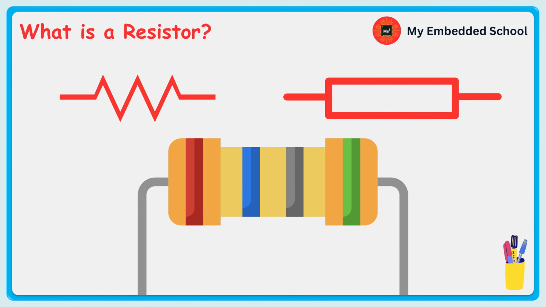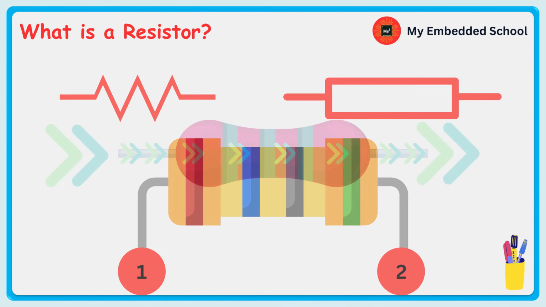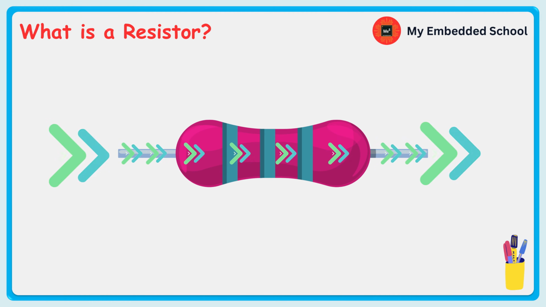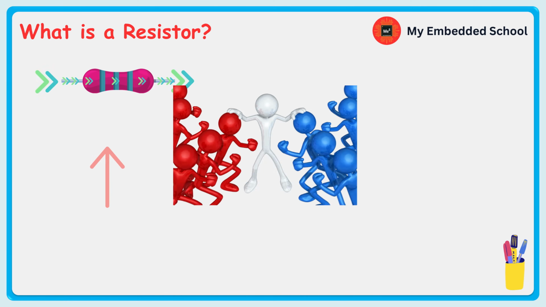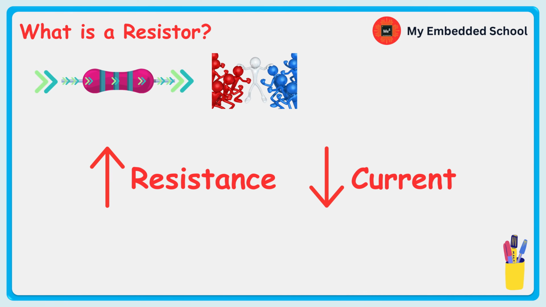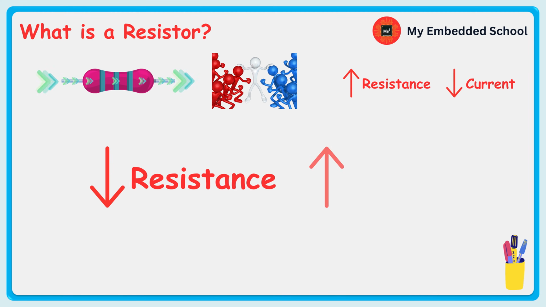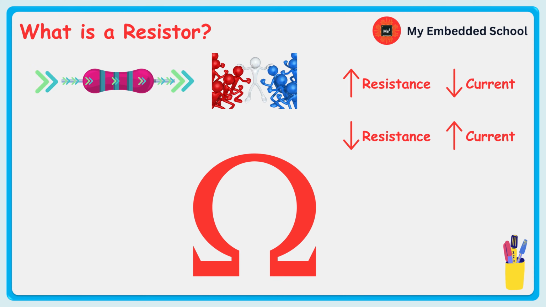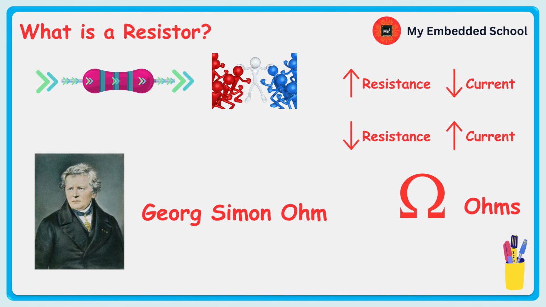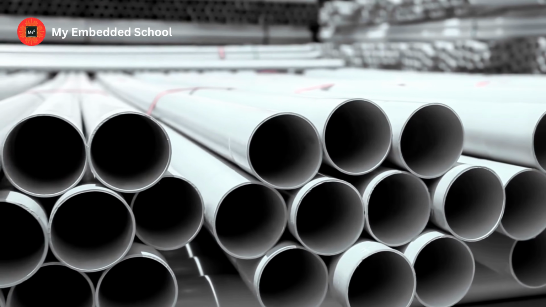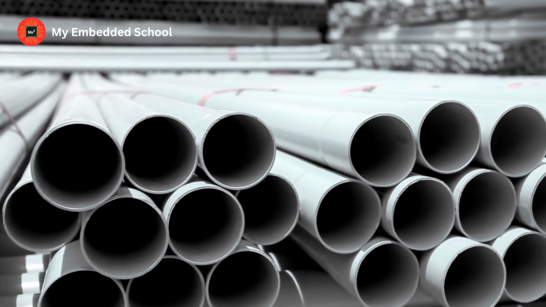A resistor is a passive and linear electrical component that has two terminals and provides electrical resistance to the current that passes through it. Resistance is the property of how much a resistor opposes or reduces the flow of current. The higher the resistance, the lower the current. The lower the resistance, the higher the current. The Greek letter omega represents the ohm, which is the unit of resistance and is named after German physicist Georg Simon Ohm. To understand a resistor, we can assume a resistor is a pipe that restricts the flow of water.